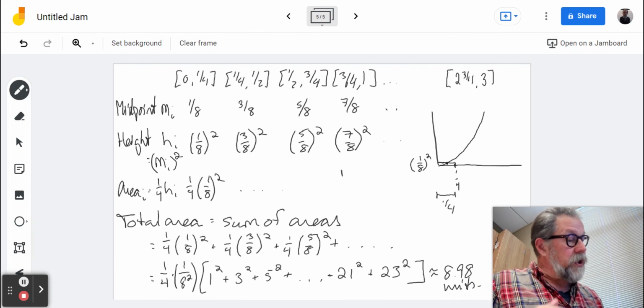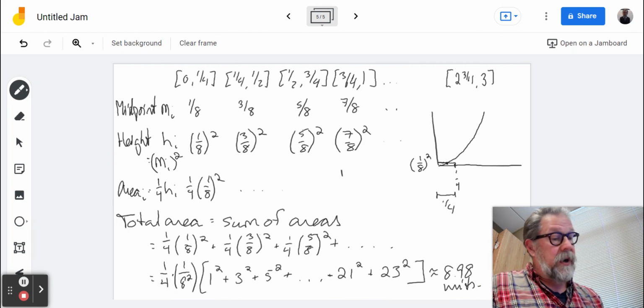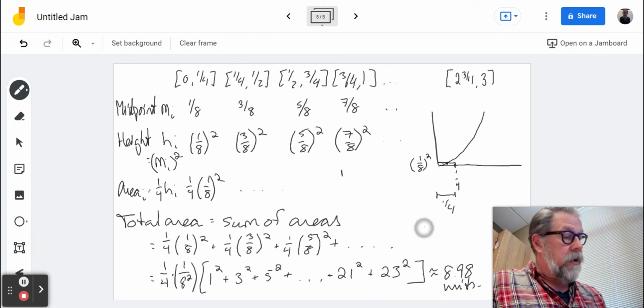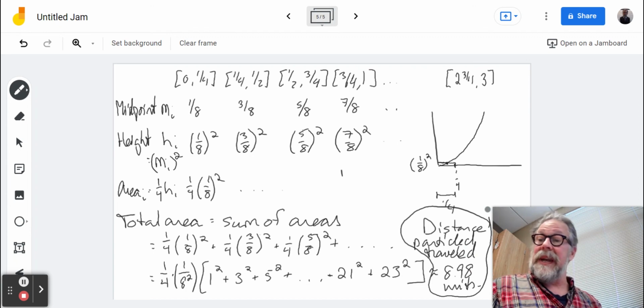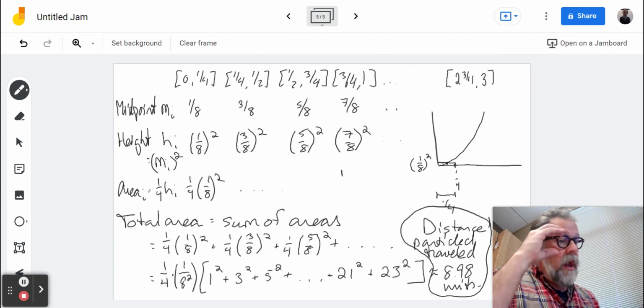So what's the interpretation of this answer? The distance the particle traveled in the first 3 seconds was approximately 8.98 units.